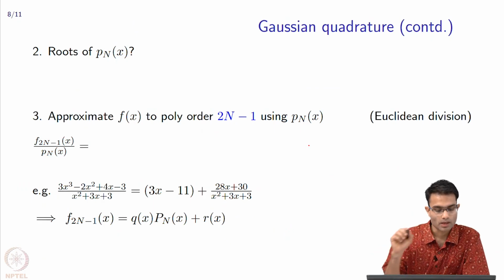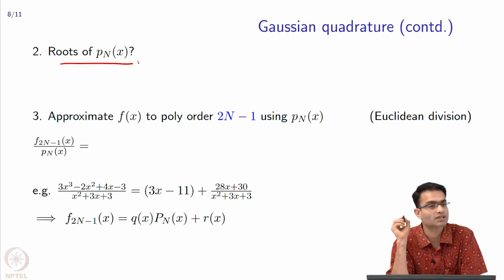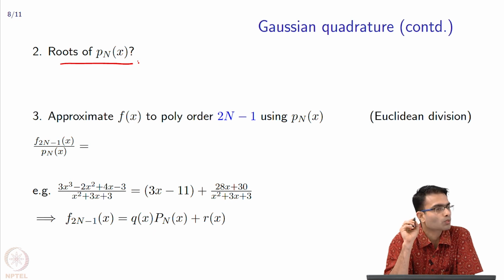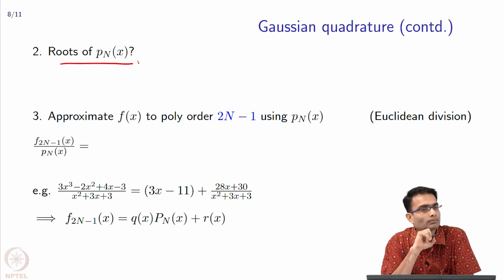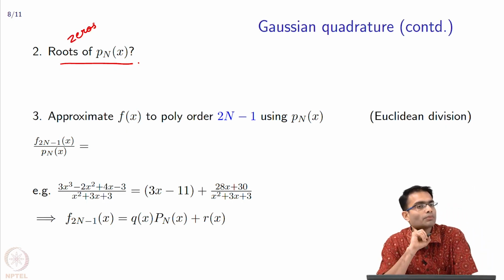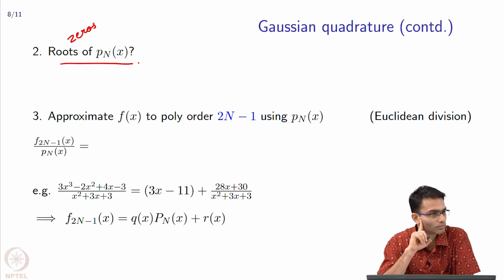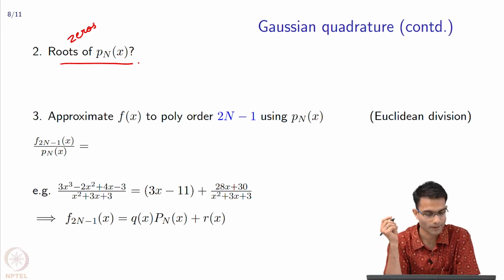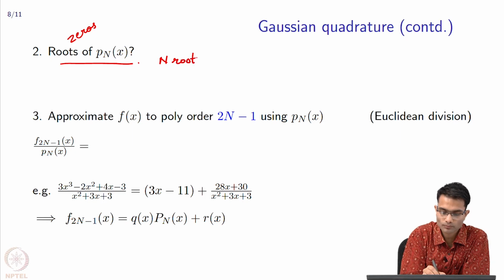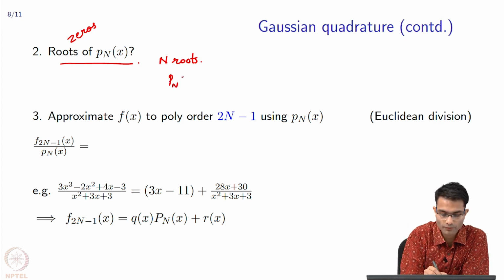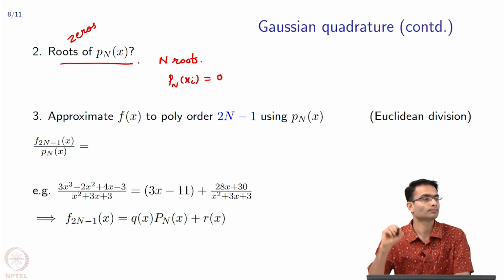Now, step 2, what are the roots of this polynomial function? I am not asking a very specific question. I am just saying how many roots will there be of this nth order polynomial? How many roots or zeros does it have? At max n, they can be repeated roots also, x minus 2 whole squared, 2 is repeated twice. So, there are n roots. By roots, what do I mean? The places where the function goes to 0, so p n of x i is equal to 0.